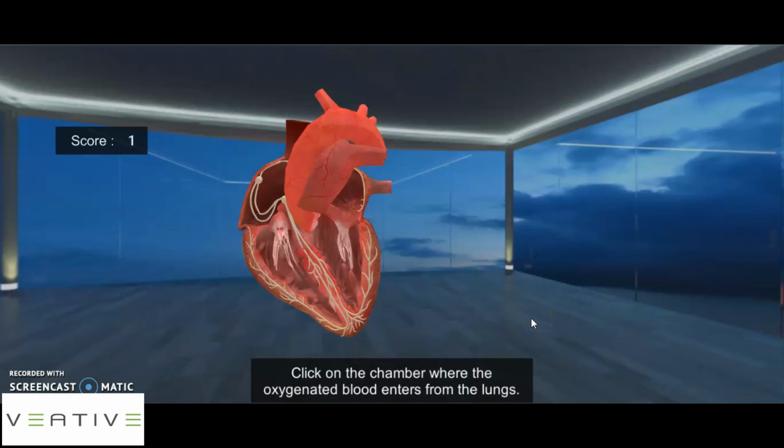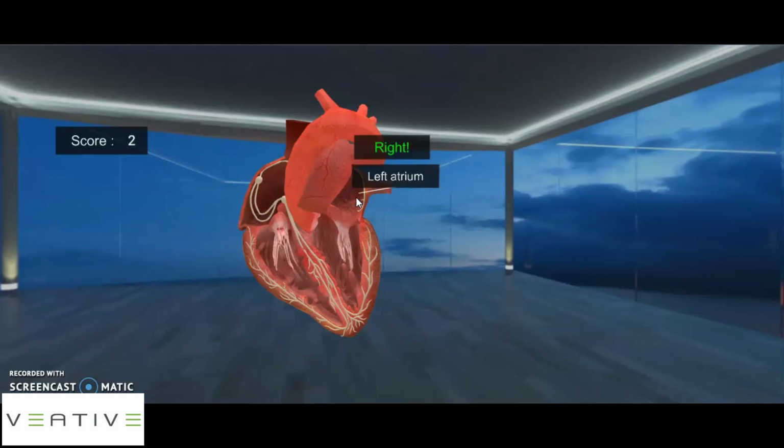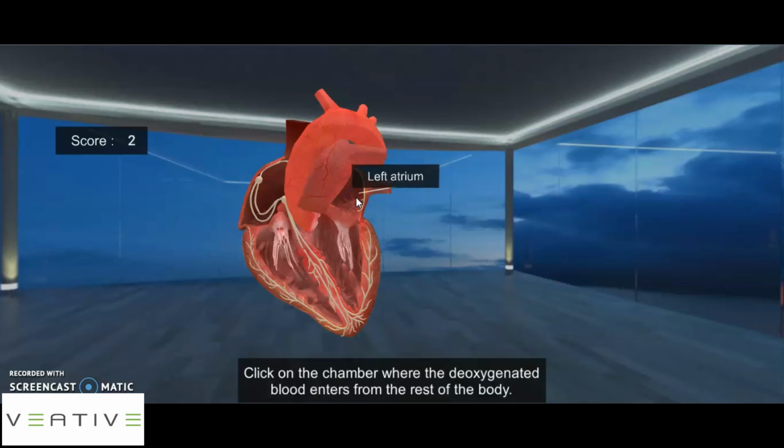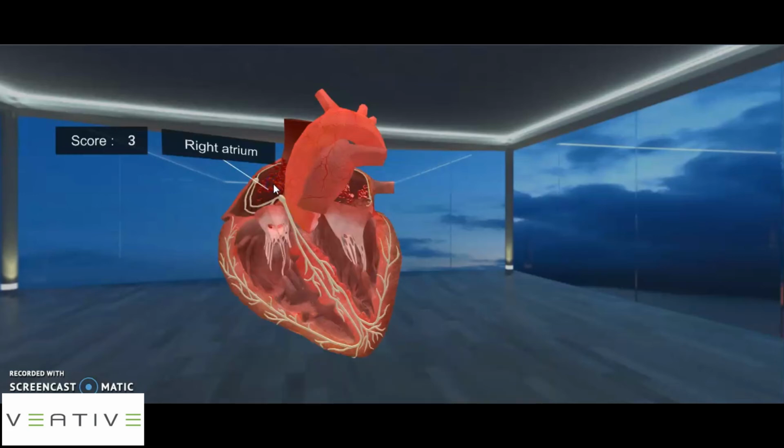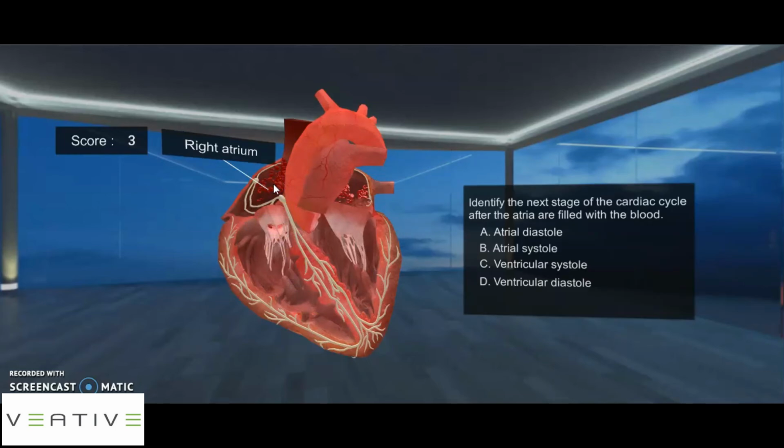Click on the chamber where the oxygenated blood enters from the lungs. Anyone? Good, the left atrium. You get the second score. Third question: click the chamber where the deoxygenated blood enters from the rest of the body. Which chamber? Yes, correct, the right atrium. You get the third score.